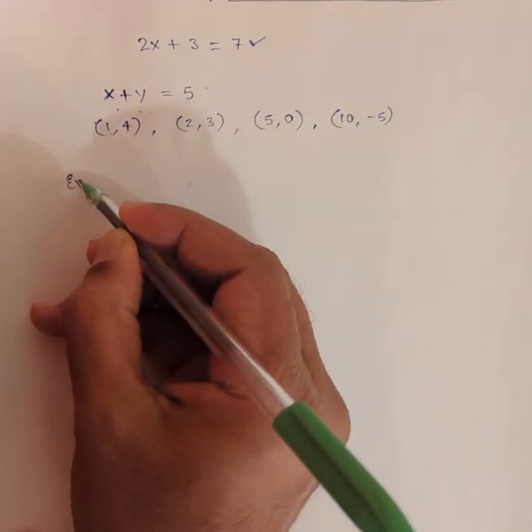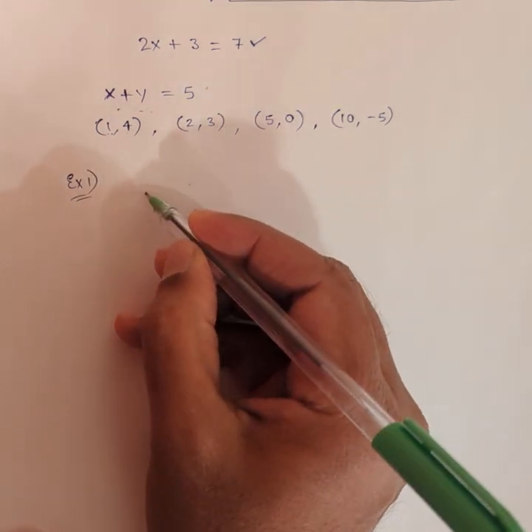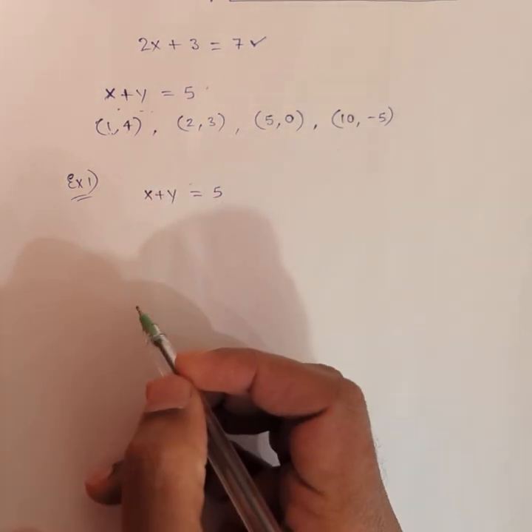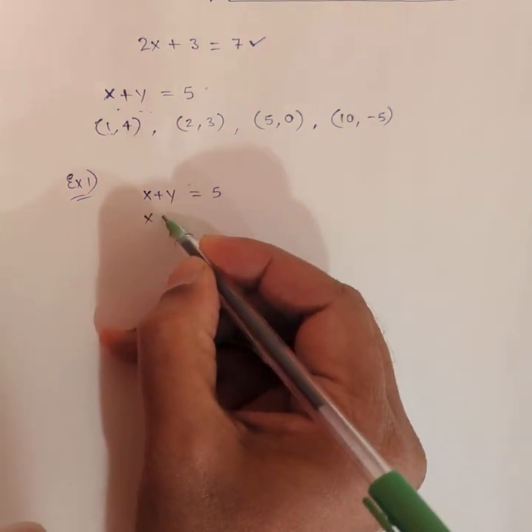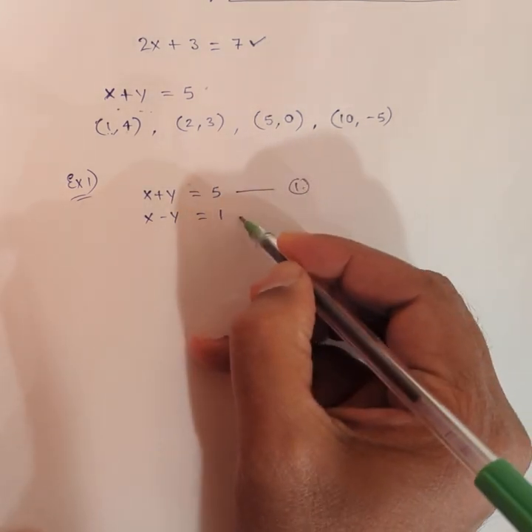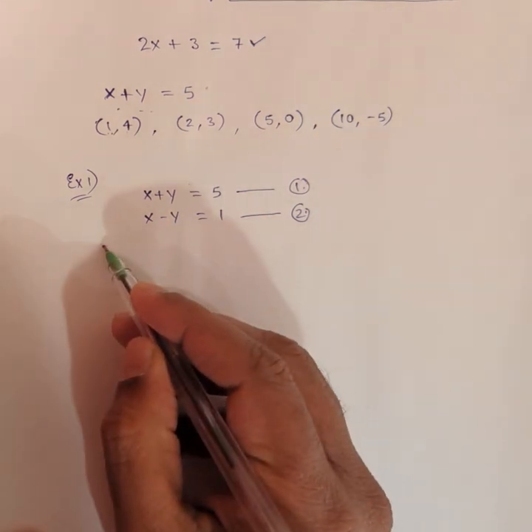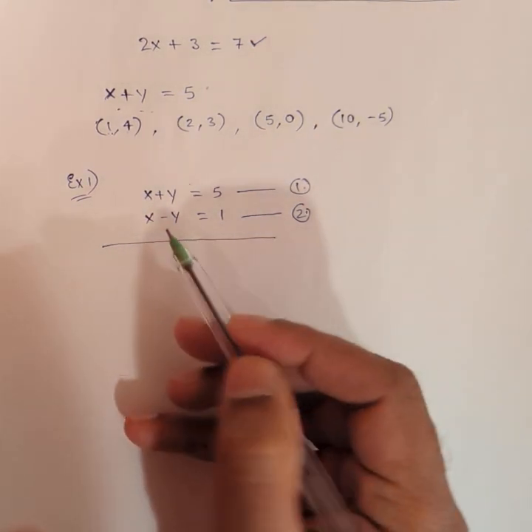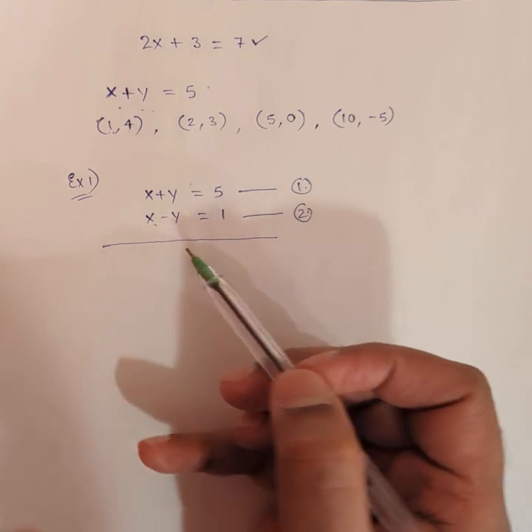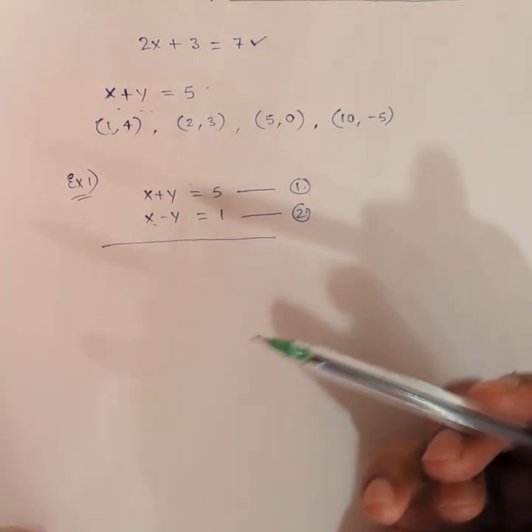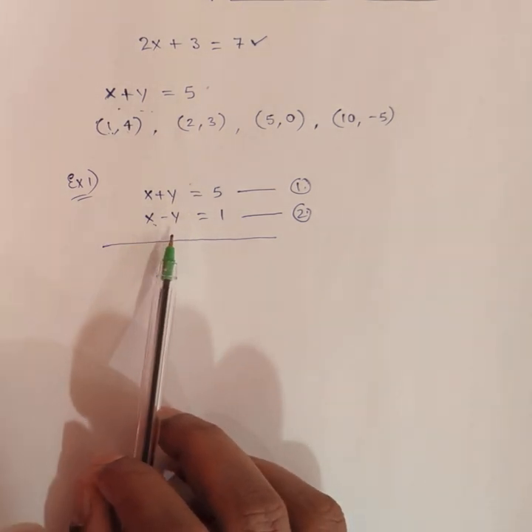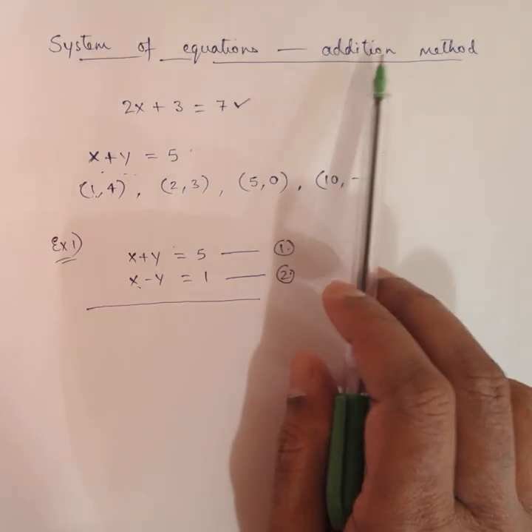But look at this example. I'm going to have the same equation, x plus y equals 5, but I'm going to write one more equation. Say x minus y equal to 1. Now call this equation 1, this is equation 2, and notice, now (1, 4) will work here, but it won't work here. So we have to come up with something that works for both equations. And rather than guessing, we will have some methods to solve. One of the methods is the addition method.